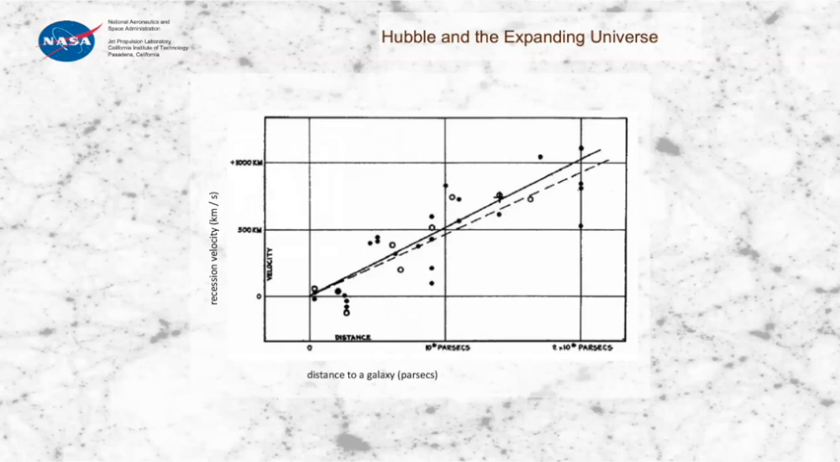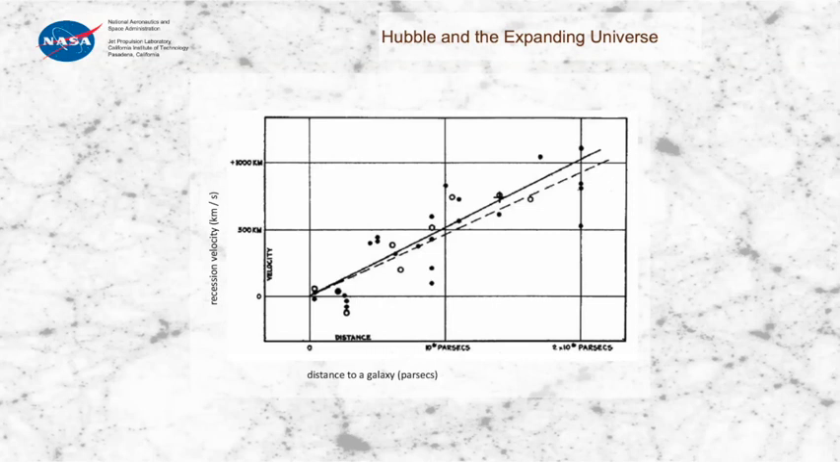And what you're seeing is a plot where on the bottom axis, you're seeing the distance to nearby galaxies as measured with Cepheid variables in Hubble's day. And on the y-axis, you're seeing the redshift, a measure just of the recession velocity from us. And what Hubble noticed, and what has been confirmed many times since then, is that galaxies that are farther away from us are moving away from us faster.